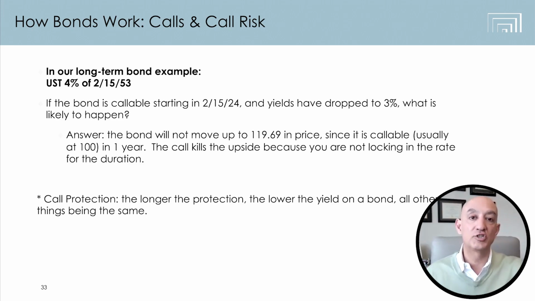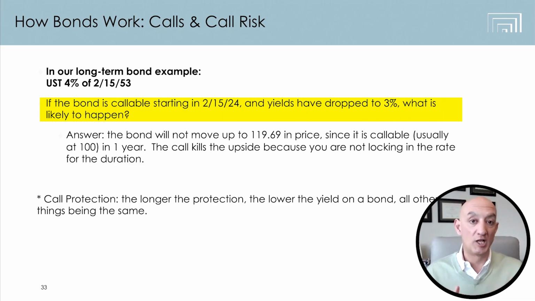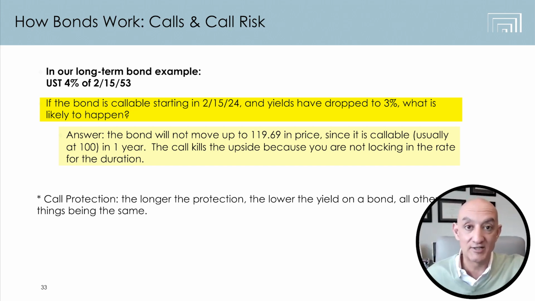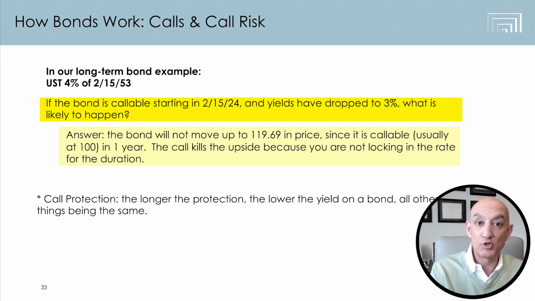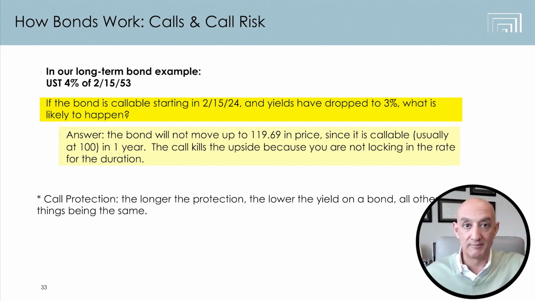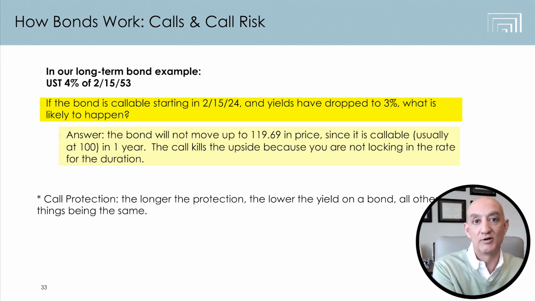So in our long-term hypothetical example, that 30-year treasury, if that bond was callable at par starting in 1 year and yields dropped to 3%, what is likely to happen? Well, the answer is that bond is not going to move up to 119.69 cents on the dollar, as it did in the example we gave earlier, because they have the right to take it away from the holder at 100 cents on the dollar only 1 year from now. So what that call did is it kills the upside of the bond because the issuer has reserved the right to take that bond away earlier.